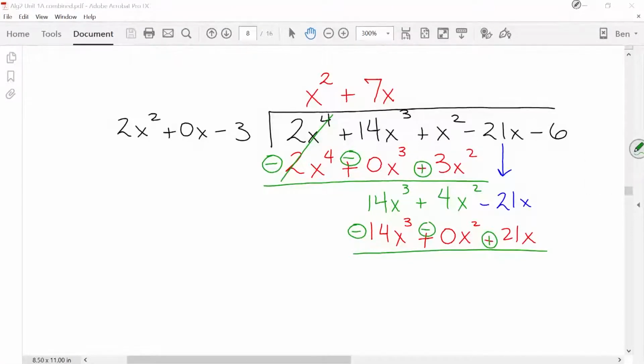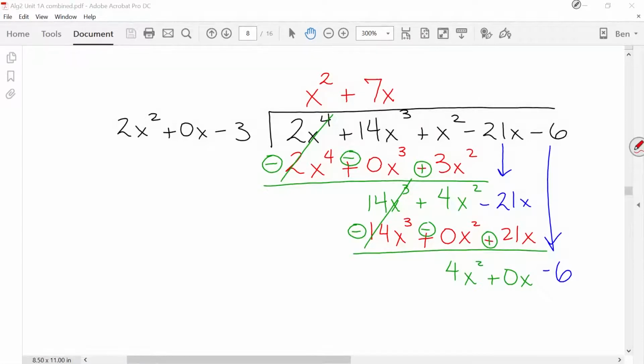So 14x cubed minus 14x cubed, that cancels, and that should happen. That first term should cancel. 4x squared minus 0x squared: I didn't take away any, so I still have 4x squared. And negative 21x plus 21x also cancels, but for organization, I will put plus 0x just to keep everything organized. I will then bring down the next term, minus 6, and start all over again.